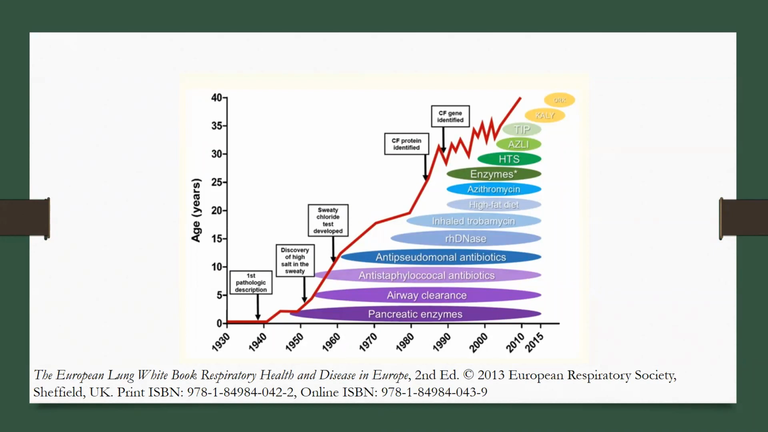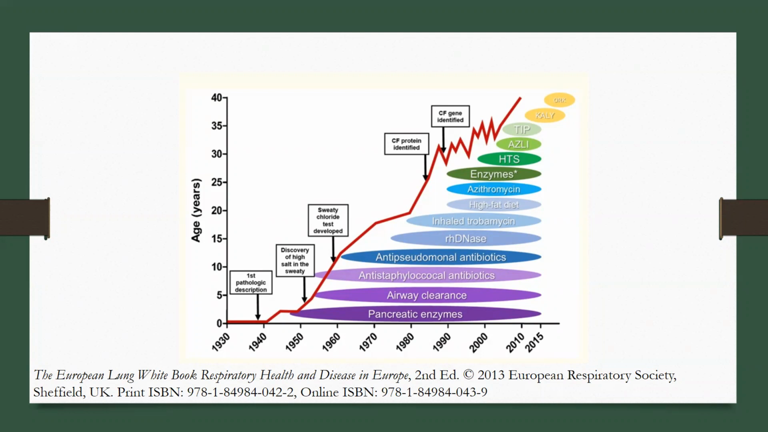So why has life expectancy so significantly improved over the years? Looking back at the very beginning history of the disease, in the late 1930s, that was the first pathologic description written down about cystic fibrosis. Later on in the early 50s, people were having those presentations of very salty sweat. That's kind of how people were presenting. The first chloride sweat test wasn't developed until 1960.